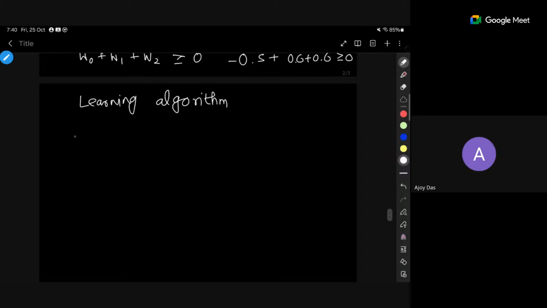So what we do is we take all the points. First, there should be a linearly separable function. Then the perceptron can converge for that case, right? So linearly separable is a must.